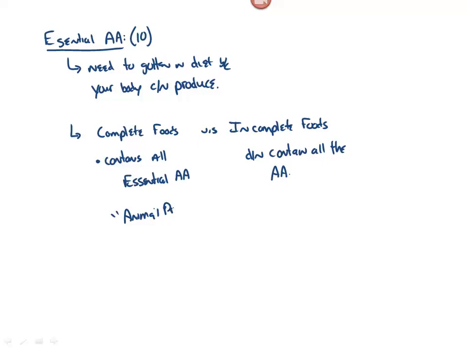Animal protein is a good example of this. And mostly plant and vegetable proteins are incomplete, meaning they don't contain all the essential amino acids. There are examples of vegetable and plant proteins that are complete, but you have to eat very specific ones and in specific quantities.